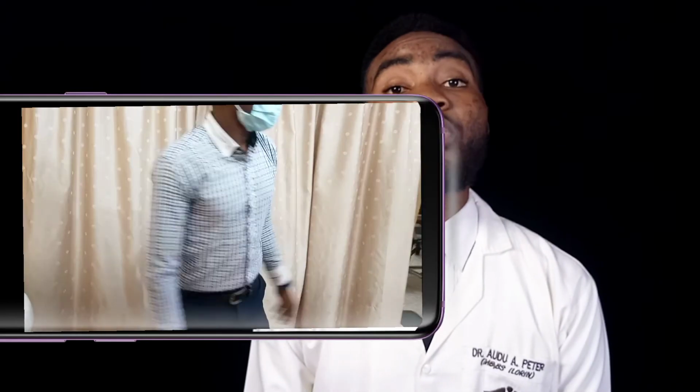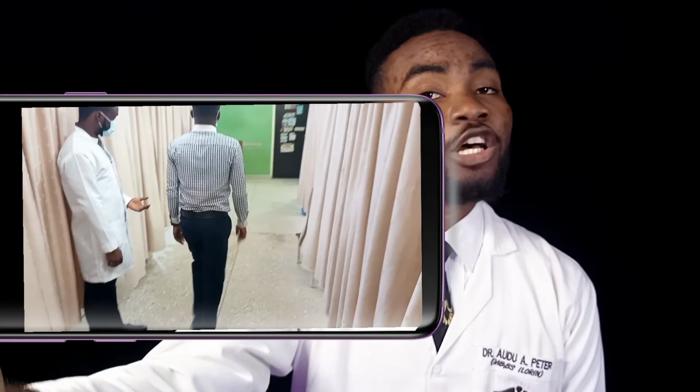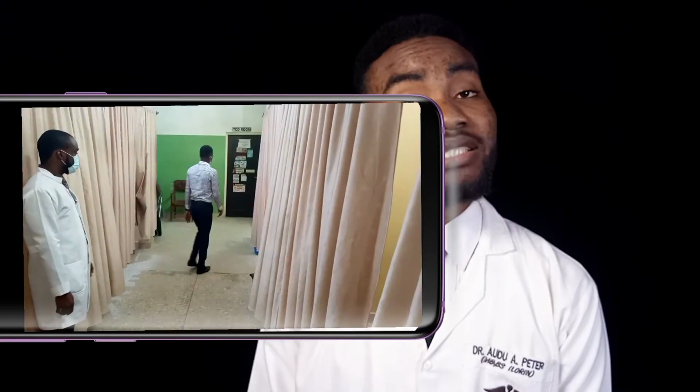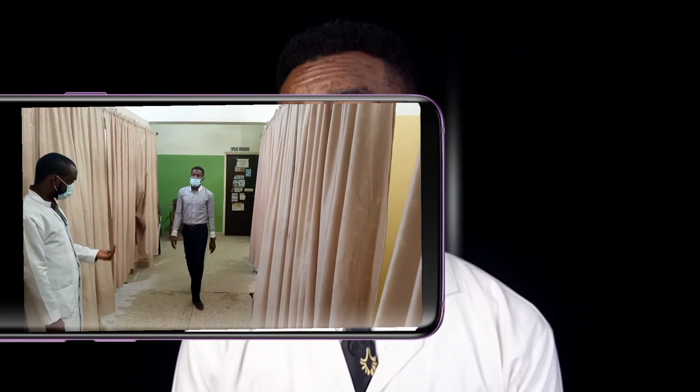The next test is to assess the gait of the individual. We ask the patient to walk 10 paces, turn around and walk back 10 paces. I should also tell you that in exam situations, it is advisable to walk alongside the patient to avoid falls and injuries.